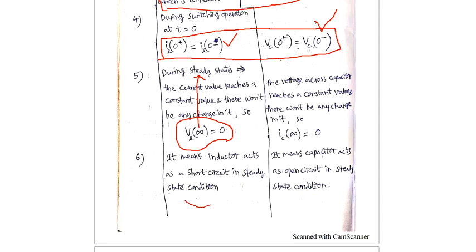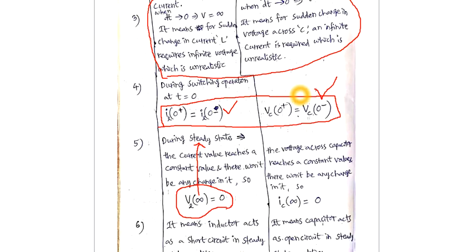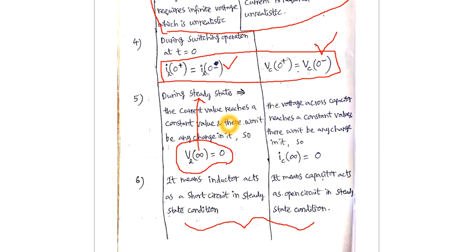These two are very important conditions with respect to the inductor and capacitor during steady state, and the earlier two are the important conditions with respect to switching operation. All these conditions will be used while solving any problem in transient analysis. But one thing people are always confused about is this: we are saying that during the steady state the current is constant, but can we say it only for DC input or also for AC input?